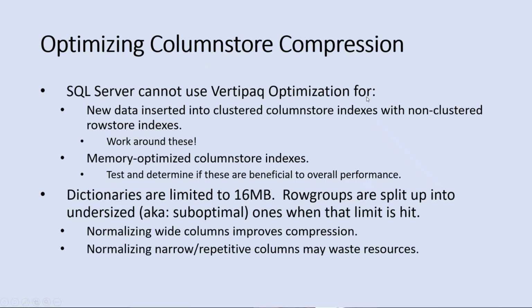We can take this information and use it to tweak compression and make it better. For example, SQL Server cannot use VertiPaq optimization for new data inserted into a column store index, a clustered one that has non-clustered row store indexes. If you have those and you need them, you've got to work around them through either rebuilds, drop, rebuild the index, re-add, or other tricks and tips. I have articles about this out there, by the way, that will tell you how to do this if you're interested.